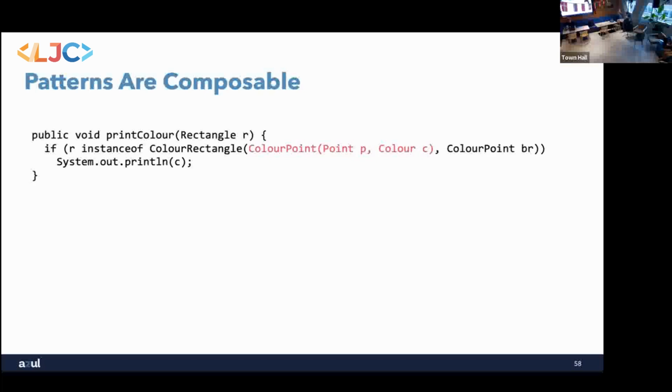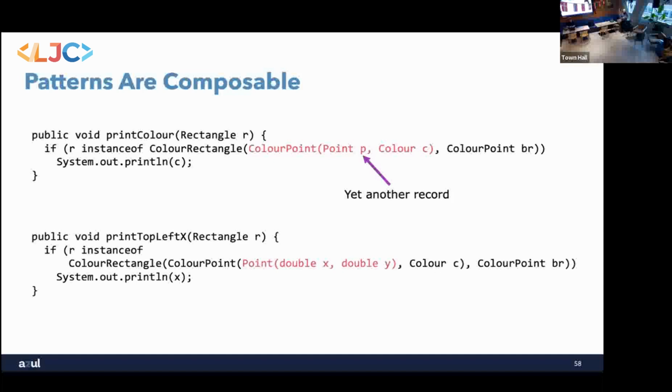Another thing to be aware of is that you don't have to use the same names for the variables as were in the initial record declaration. You can use completely different names and the compiler will be quite happy with that. So I've shortened that by just calling it br rather than bottomRight. And then we can print out c. But of course, we know that Point p is also a record. So we can go one step further and print topLeft x, and say if our object is an instance of ColorRectangle, ColorPoint(Point(double x, double y), Color c), ColorPoint br, print out x.